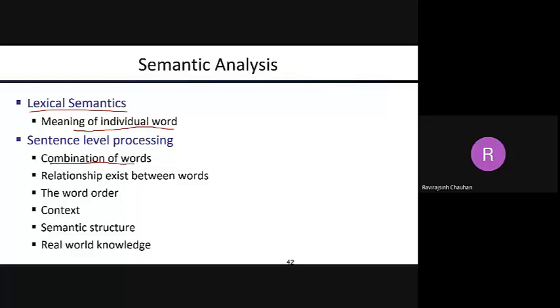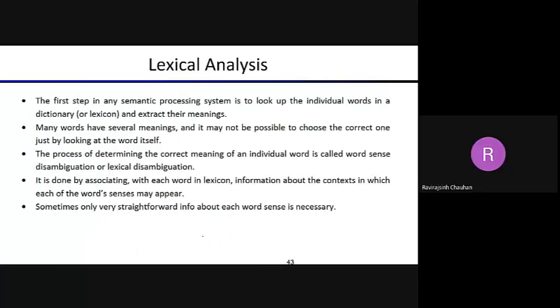तो एक साथ दो तीन वर्ड्स होंगे, उनका कॉम्बिनेशन करेगा, उसका मीनिंग समझिए। रिलेशनशिप एग्जिस्ट बिटवीन वर्ड्स, जो वर्ड्स है उसके बीच में क्या रिलेशनशिप है। व्हाट इज द ऑर्डर ऑफ वर्ड, जो वर्ड्स आपके लिखे गए हैं उनका ऑर्डर क्या है। व्हाट इज द कंटेक्स्ट, व्हाट इज द सिमेंटिक स्ट्रक्चर, एंड we use our real world knowledge to understand the meaning of the sentence. So just lexical semantics is not enough. To understand the meaning of the sentence, we need to consider this part also. Sentence level processing भी required है, right? और sentence level processing को हम, ये lexical analysis है, it's simple.